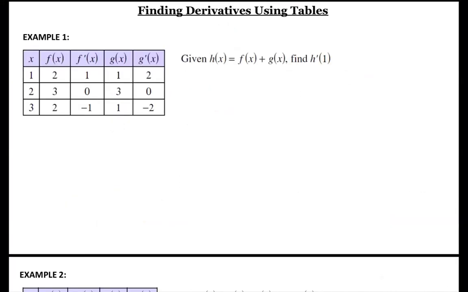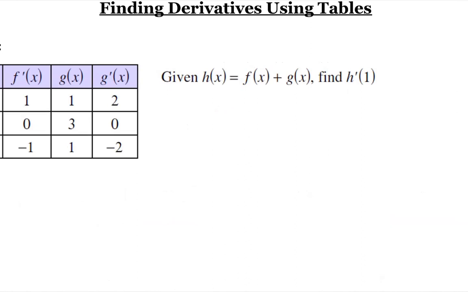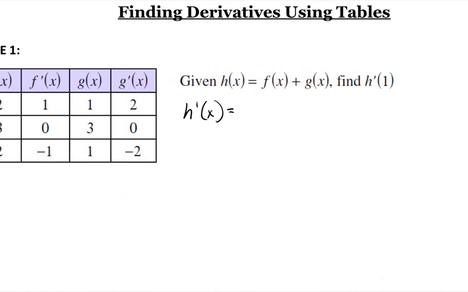Okay, so let's go back to ours. The first thing I got to do is find h prime. Because if I can't find h prime, how can I plug in 1? I can't plug in 1. Not going to happen. So how would I find, in words, h prime? What would I need to do to find the derivative of h? Don't even need to tell me anything here. What would I need to do? How would I find the derivative of h?